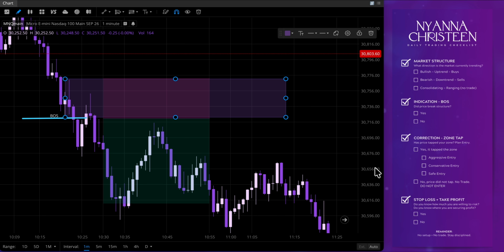We want the zone to be tapped, not almost tapped, not invalidated. We just want it to tap. Now, depending on the type of trader you are, depending on the type of nervous system you got, you can either trade aggressively. That would look like price literally tapping the zone.